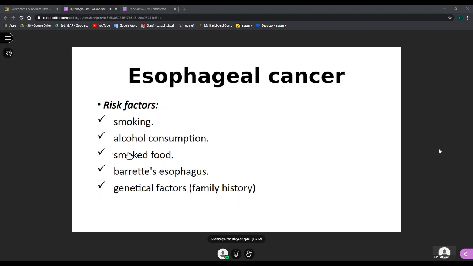So, where do you think you should mention this information regarding risk factors?